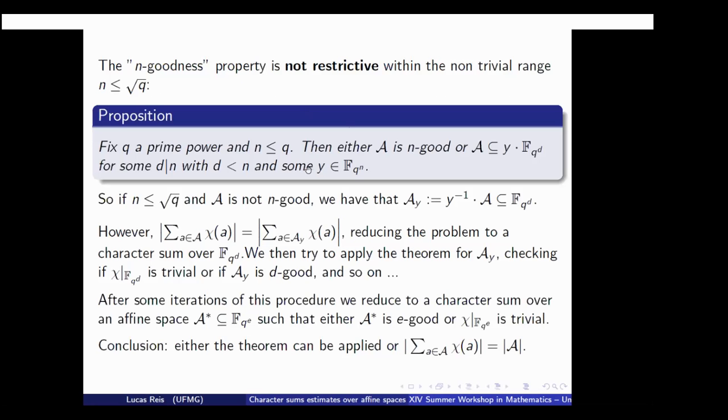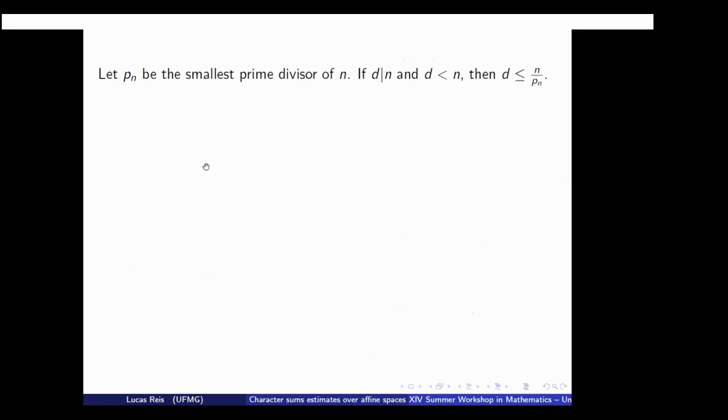So from this proposition, we have that if an affine space is not n-good, then it is contained in a vector space of this form, y times F_q to the d, where d is a proper divisor of n. So in particular, d is at most n. So this is a bound for the dimension of A, right? So if the dimension of A is greater than any proper divisor of n, then this affine space is always n-good, right? And so the largest proper divisor of n is just n over p_n, where p_n is the smallest prime divisor of n, right?